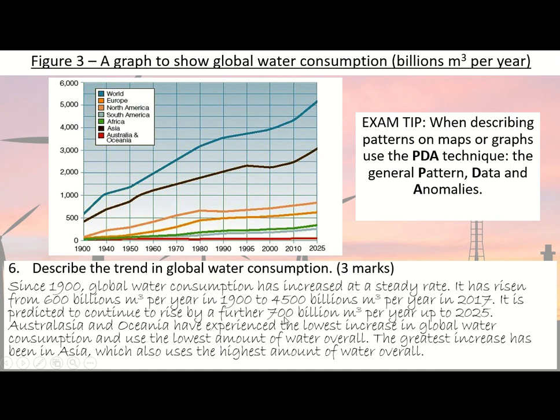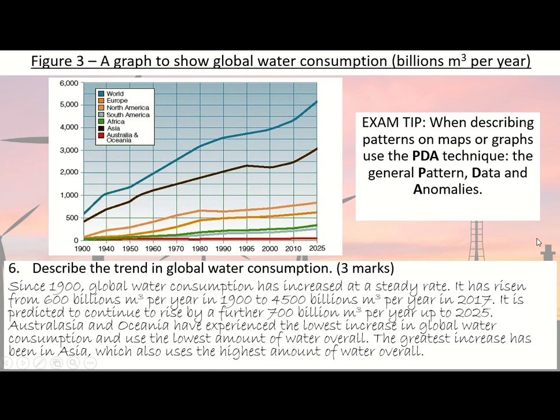Australasia and Oceania have experienced the lowest increase in global water consumption and used the lowest amount of water overall. That's kind of an anomaly, because most of the others are going up fairly steadily. The greatest increase has been in Asia, which also uses the highest amount of water overall. So again, I've identified another pattern. Loads of stuff here that you could draw from.